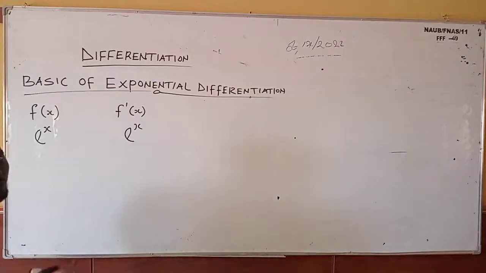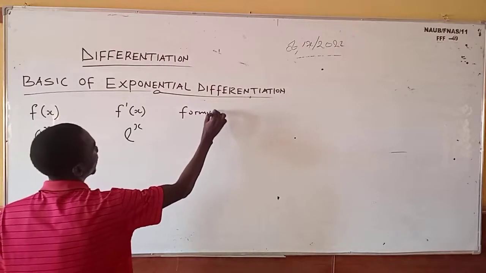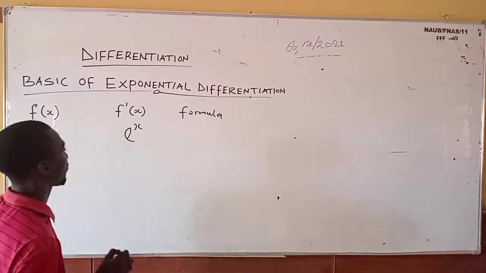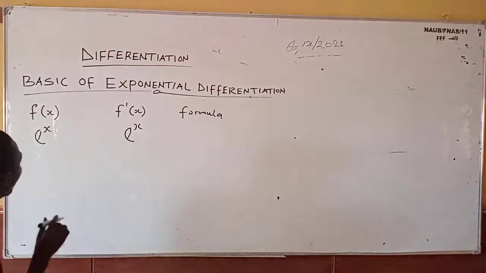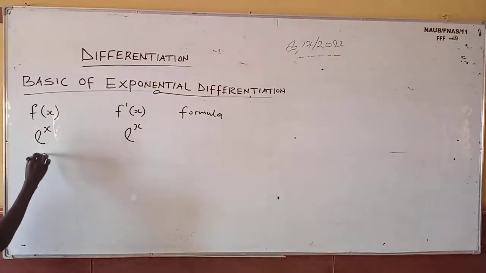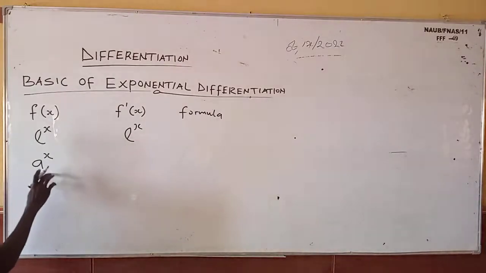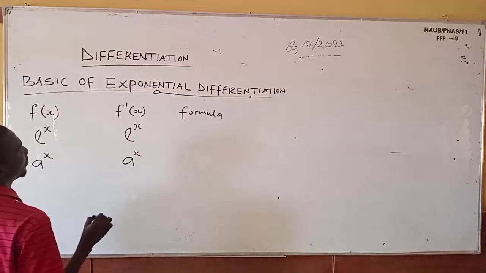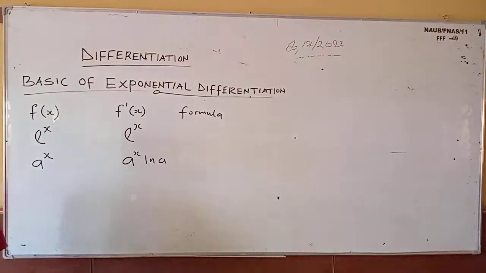Now, is there any formula for this? Yes, there is. Let me leave the formula for now, I'm going to come back to that. What of a to the power of s? If you differentiate a to the power of s, you are going to have a to the power of s times ln a.